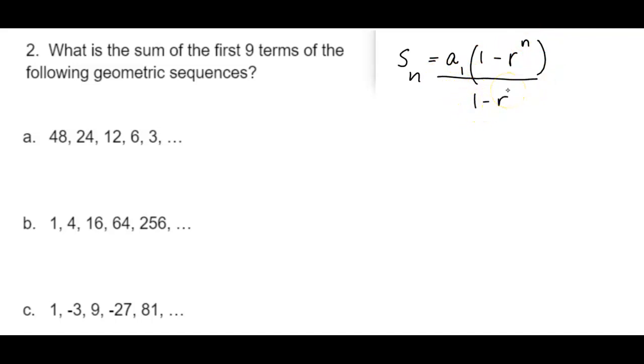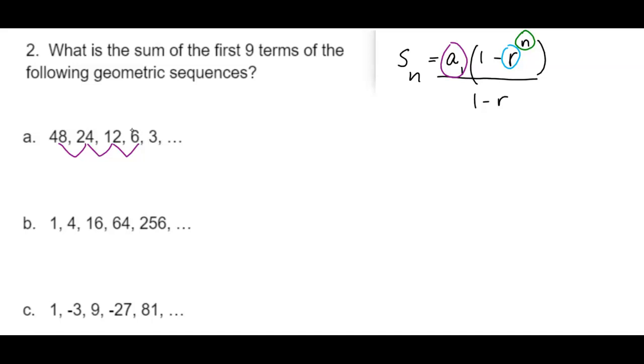So really there's 3 things that we need to know for these sequences. We need to know our first term, we need to know our ratio, and we need to know our n. In this case, for all 3 of them, n is going to be 9, because we want the sum of the first 9 terms of the sequences. So let's take a look at 2a. If you look at 2a, to go from 48 to 24, 24 to 12, and from 12 to 6, and so on, we have to remember it's all about what you're multiplying by to get each term in the sequence.